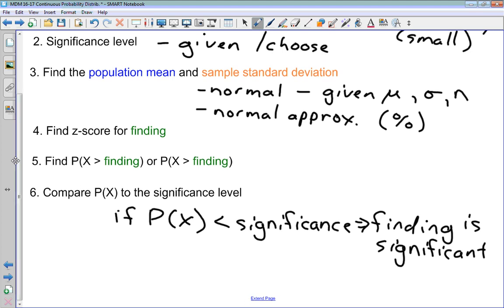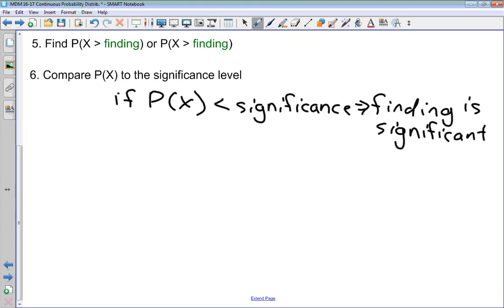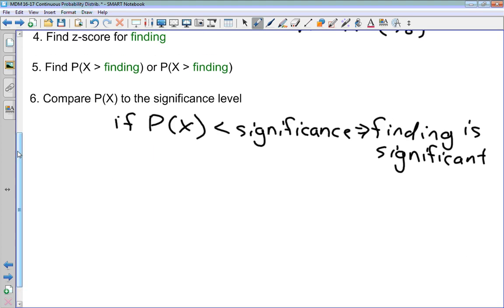Okay? What it means when your probability is less than the significance level is that there's a very, very low probability of you getting this result simply by random chance. So this is a real result that is telling you something is different in your sample from what you assumed about the population. Okay. Conversely, if its probability is greater than the significance level, then your finding is not significant.